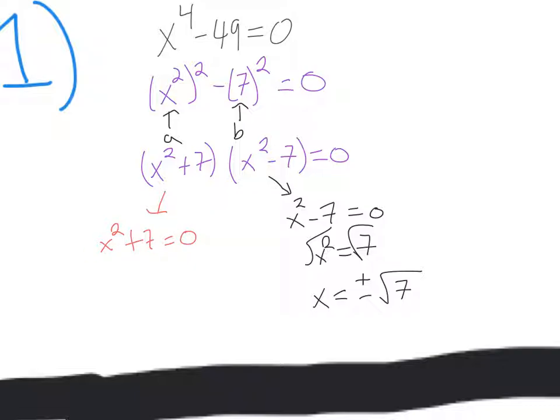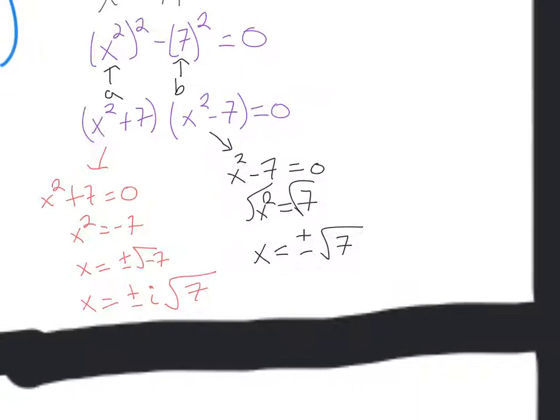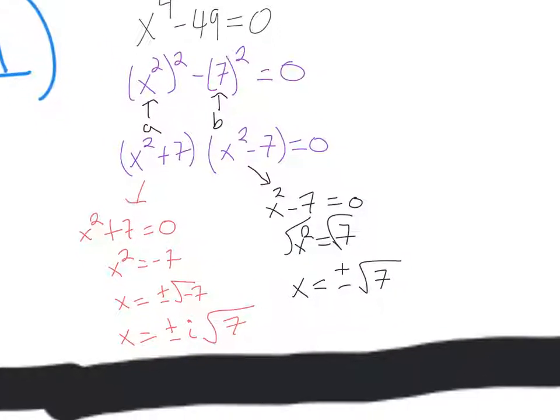Now we got to figure out this left-hand side. So if I subtract 7 from both sides, I get x squared equals negative 7. Now take the square root of both sides, and you get x equals plus or minus the square root of negative 7. We can rewrite this square root of negative 7 simply as pull out an i, imaginary numbers. So it would be plus or minus i square root 7. And those are your solutions for that polynomial.